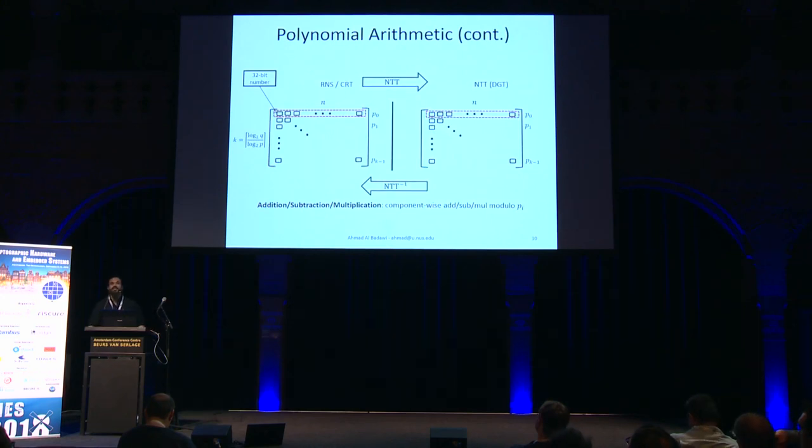Now, to do the multiplication, we need to go to another representation, which we call the NTT, and you will apply this operation for each row of the matrix. And once you go to the NTT, you can do addition, subtraction, and multiplication using component-wise operations.